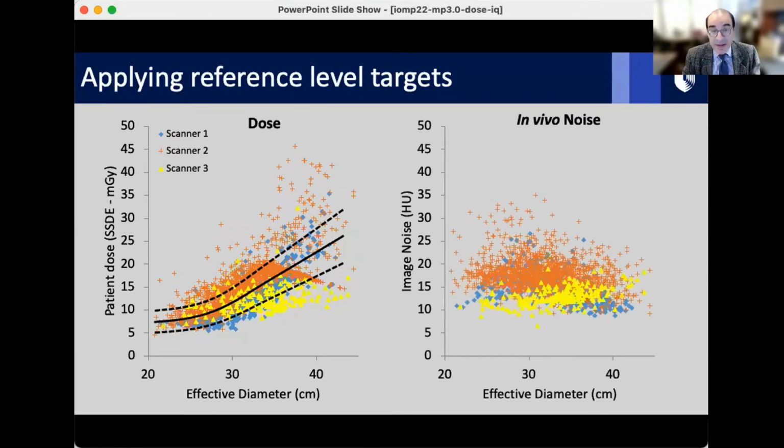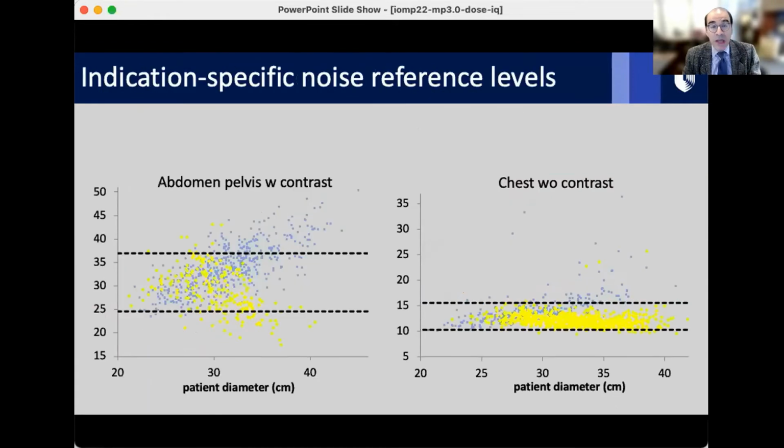But you can apply the same strategy for noise now. This is for one particular type of exam, abdominal exam on the left, chest exam on the right. So you can apply constraints in order to achieve a targeted goal for a particular attribute of the image, for you to be able to manage, constrain, oversee, and discern the level of variability and consistency in your imaging practice.